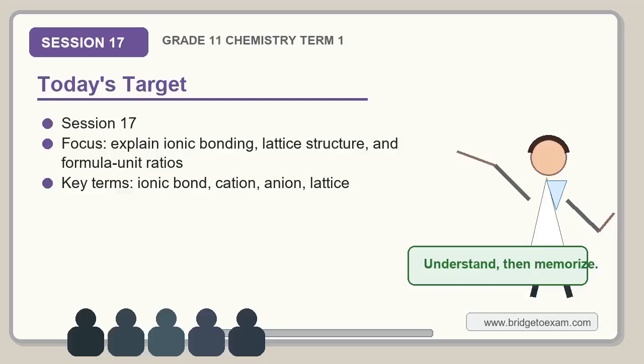Welcome, class. Today our session title is Week 5, Session 17, Ionic Bonding and Formula Units. We will move slowly and make the chemistry understandable. Your goal is to explain ionic bonding, lattice structure, and formula unit ratios. Listen for these key terms: ionic bond, cation, anion, lattice, formula unit.